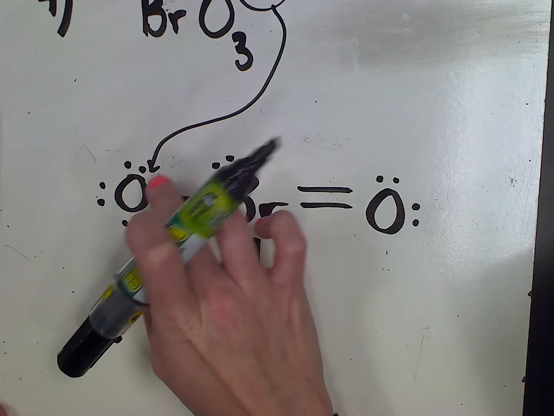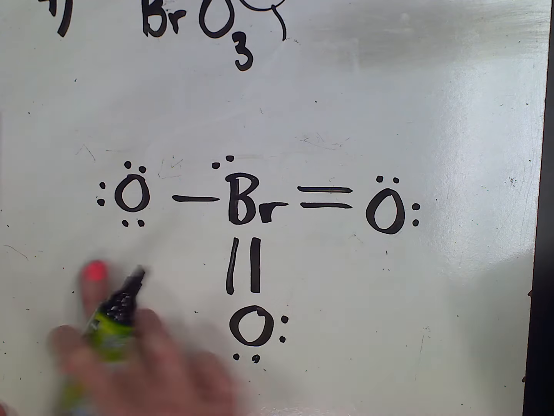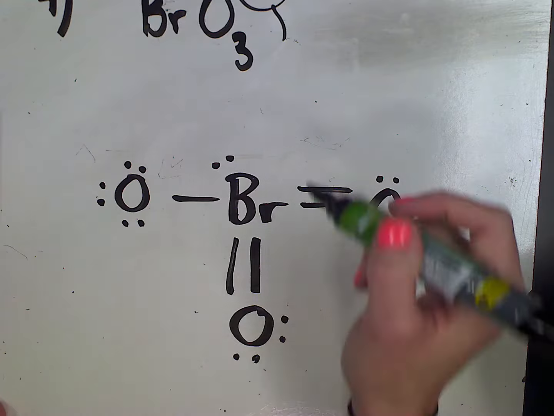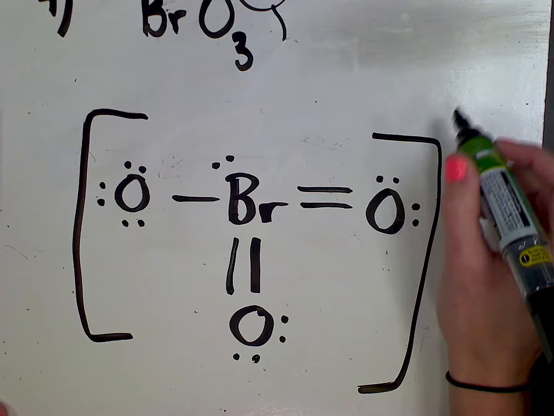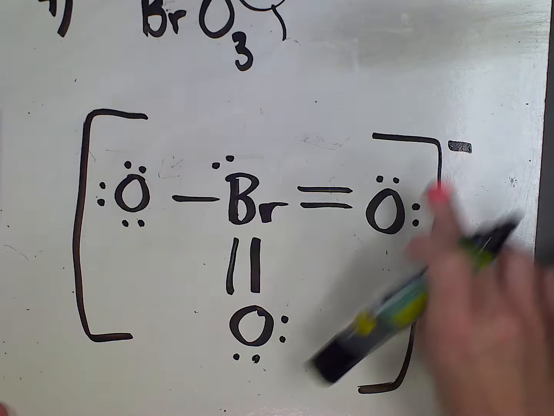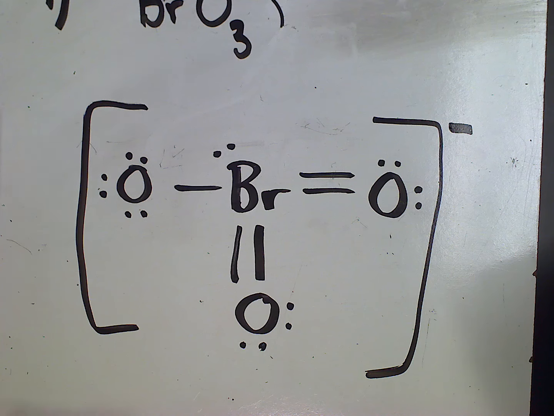So I'm going to call this structure good to go, and the last thing you need to do when you're drawing a structure that has a charge is put it in brackets. So this whole thing is going to go in brackets with a negative charge out top. That negative charge tells me that somewhere in my structure I have an extra electron floating around.